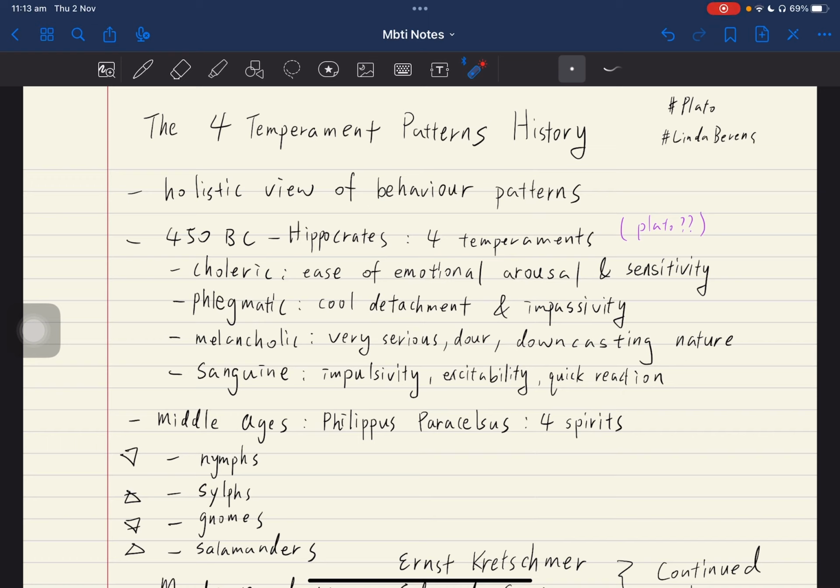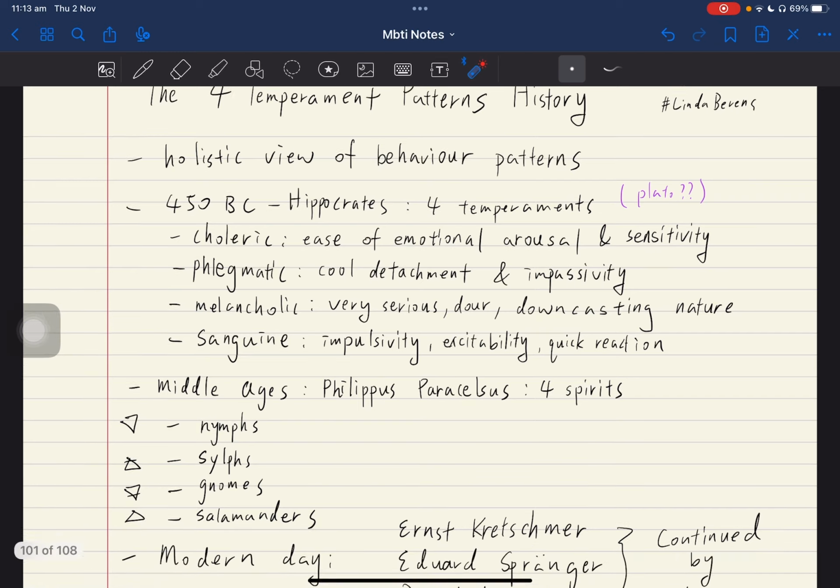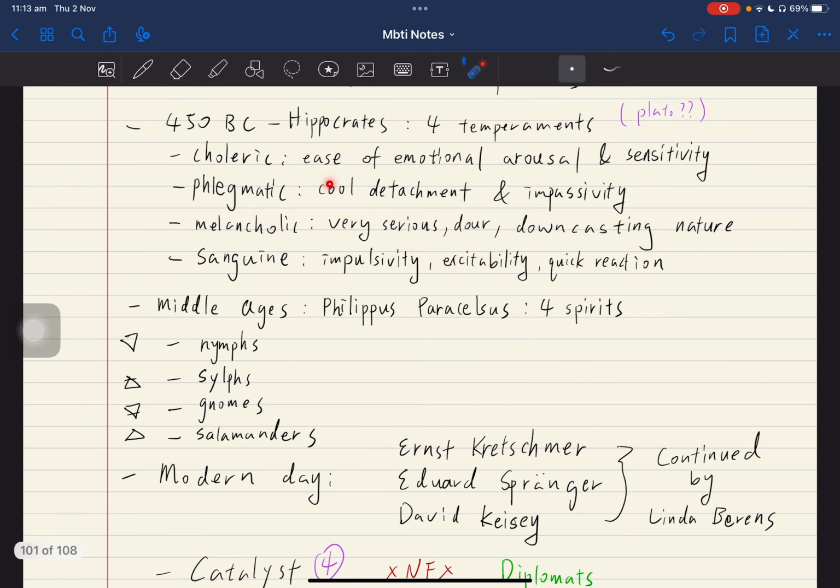And those are, let me see if I can say it properly: choleric, phlegmatic, melancholic, sanguine. So these are the 4 temperaments defined, and I won't explain this one too much, but yeah, just for your information.